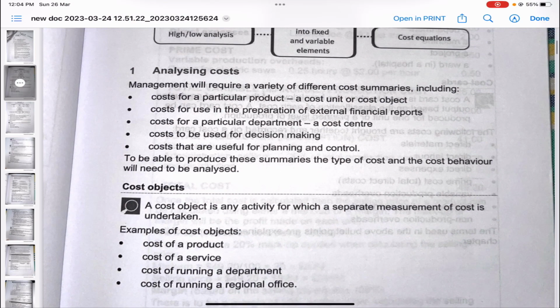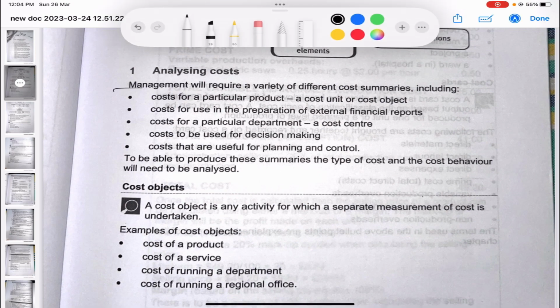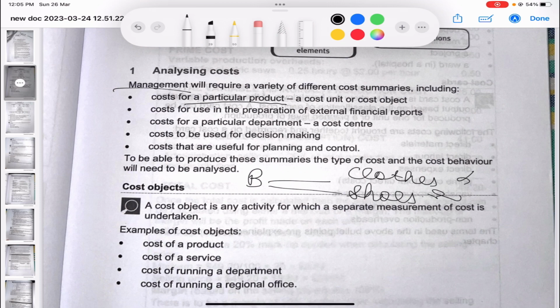Since we are the management accountants, the management will require a variety of different cost summaries. So we'll be talking about how the cost can be summarized. For example, I have a business of clothes, and I also have a business of shoes. So the price of the clothes is going to be different from the price of the shoes. For every particular product, the cost is going to be different. So for one cost unit or for one cost object, the price is going to be different.